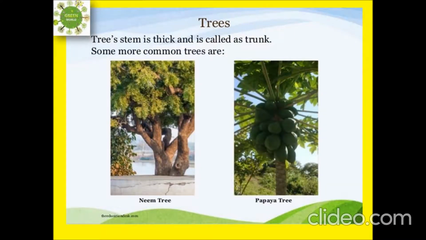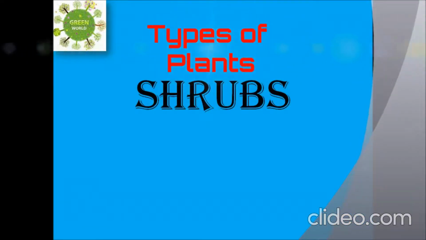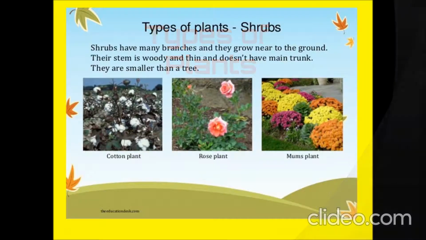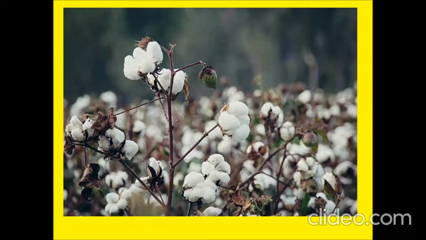Now come to the another group which is called shrubs. Shrubs are those plants that have many branches. These plants grow near to the ground. Their stem is woody and thin, but they don't have main trunk. They are smaller than a tree.